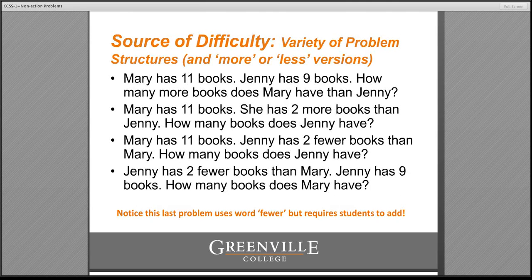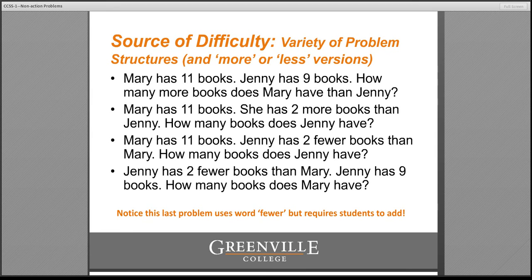The previous slide dealt with language variants that included informal and formal styles, but in this case you'll see the style is very, very similar. The wording is quite similar, but the problem structure is changing. The position or what is unknown is changing, and then some of them use the language of more and some of them the language of fewer.